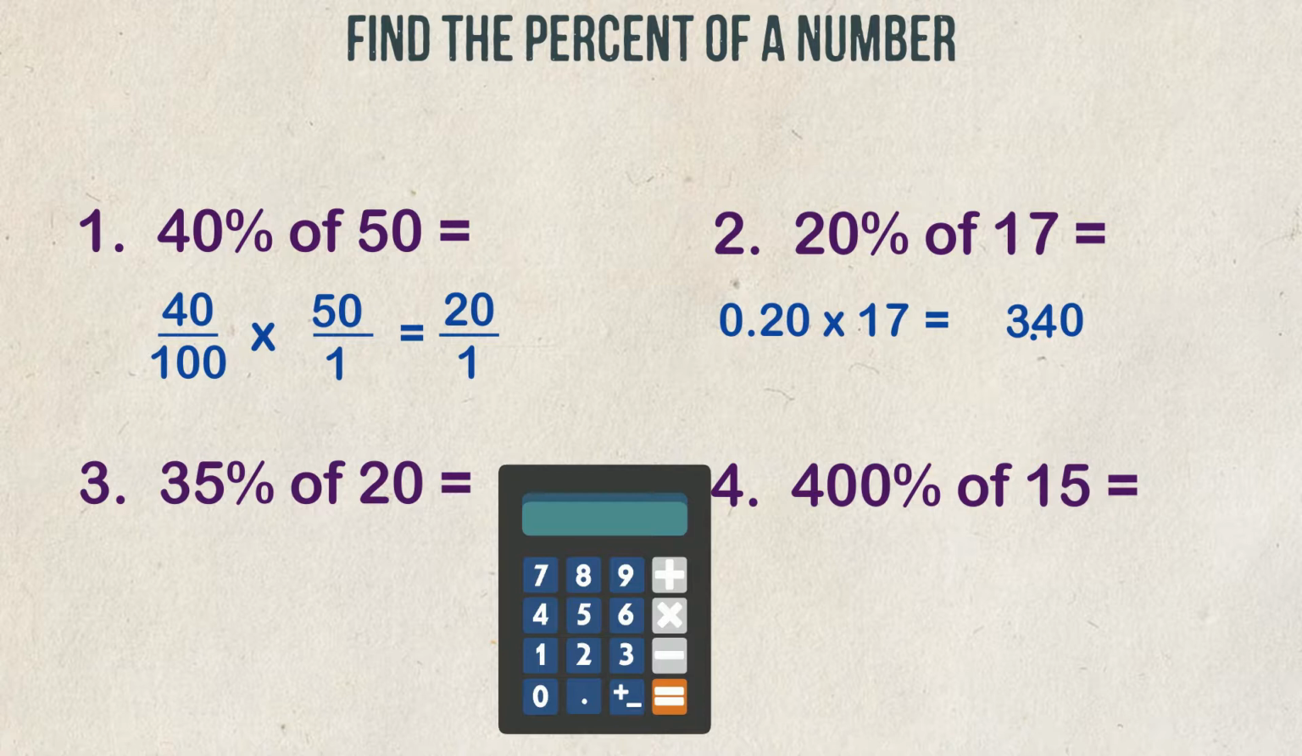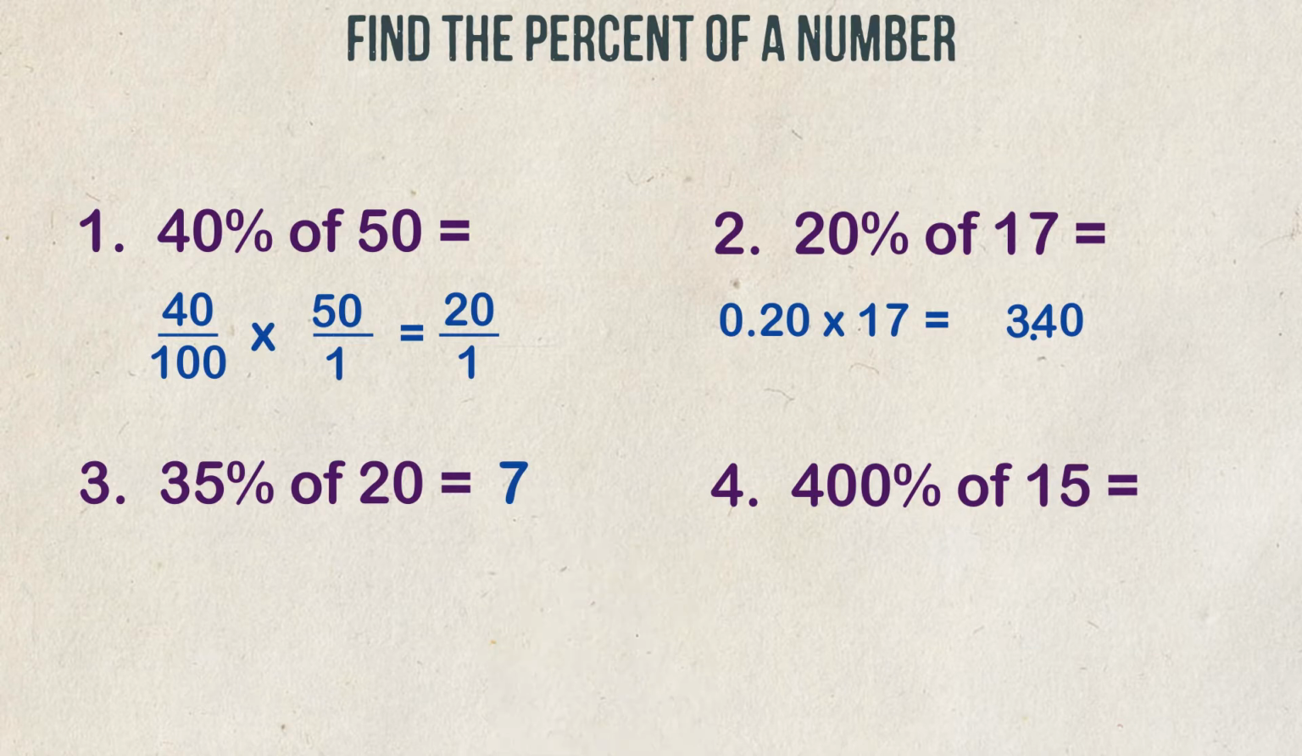What is 35% of 20? Let's convert 35 into a decimal by moving the decimal after the 5 a total of 2 places to the left. The decimal is 0.35, and that's what you enter into the calculator. 0.35 times 20 equals 7.